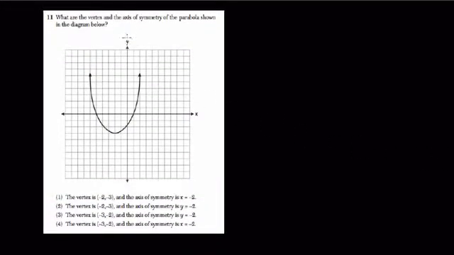Okay, here they want to know what is the vertex and what is the axis of symmetry. Well, again, the vertex is the highest or lowest point, or the turning point of the parabola. Here, that's this point, right? So that's back 2, and down 1, 2, 3. So that's -2, -3. That's the vertex. So it's either choice 1 or 2. 3 and 4 don't have that for a vertex.